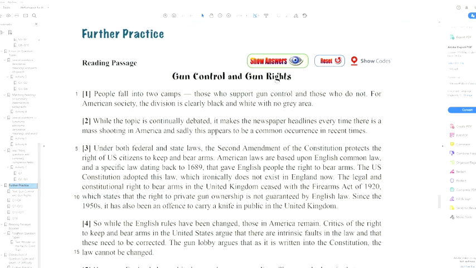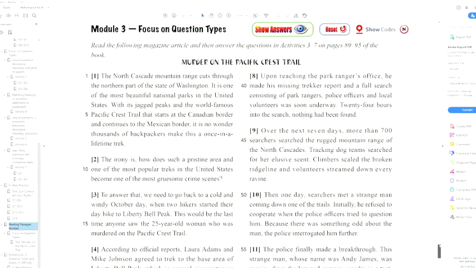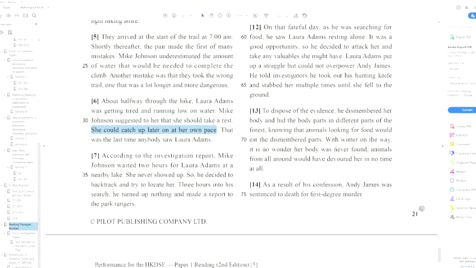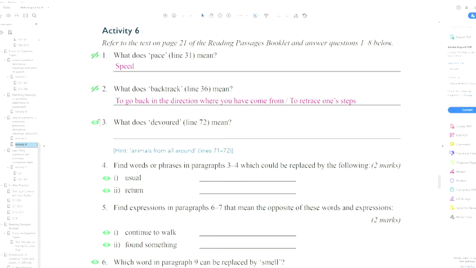Okay. What does devour in line 72 mean? What does devour in line 72 mean? Animals from all around would have devoured her in no time at all. Because the body was never found. With winter on its way, it's no wonder, it's no surprise, the body was never found. Animals from all around would have devoured her in no time. That's simply eaten, consumed. Yeah, quickly. Like a bear would have eaten the body very quickly.